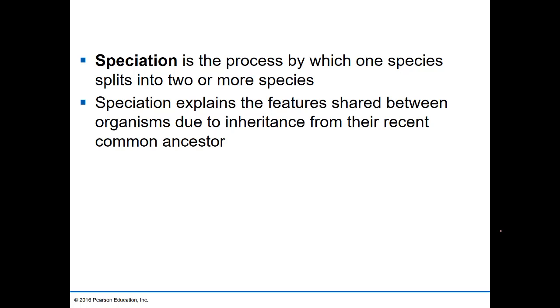So I would understand the definition of speciation, which is the process by which one species splits into two or more. And so we were talking about this a lot when we looked at phylogenetic trees. There was that main ancestor, and from that main ancestor would split off two different species, right? Speciation explains the features shared between organisms due to inheritance from their recent common ancestor. So when we remember back to humans, Homo sapiens, we share a common ancestor with Neanderthals. Well, we resemble them in some way, although we're not identical to them. We share common features, and that's due to a common ancestor.